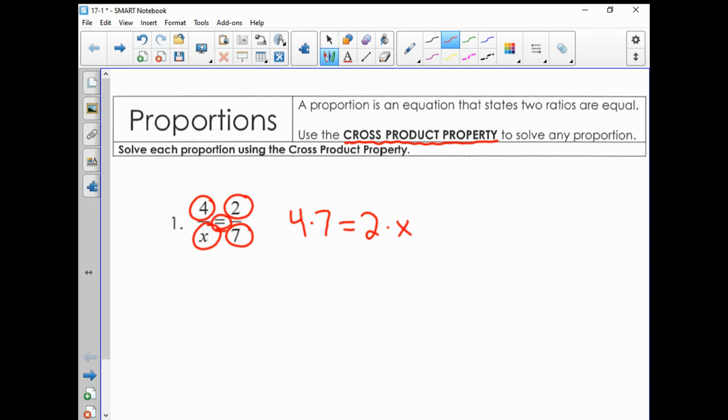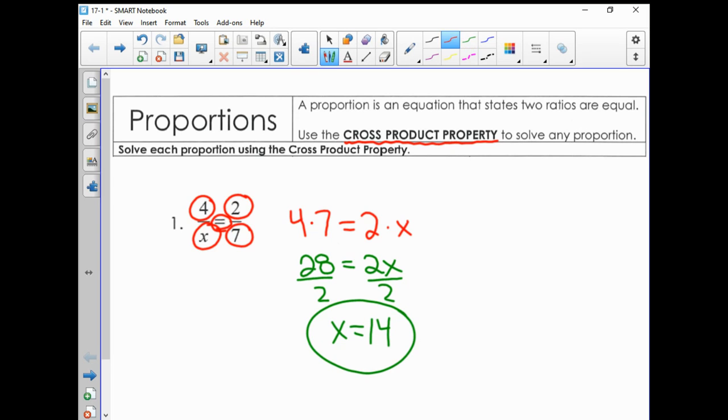So we go through here, 4 times 7 is 28. 28 is equal to 2x. So to solve for x, we just divide by 2, and x is equal to 14. Yay, you're done. All right, the next example we're going to do, please note, they're not all going to be nice whole numbers. Just round it to the nearest tenth. Most of them are going to be decimal answers. So just don't panic when you see that. Look at the answer key if you need to.